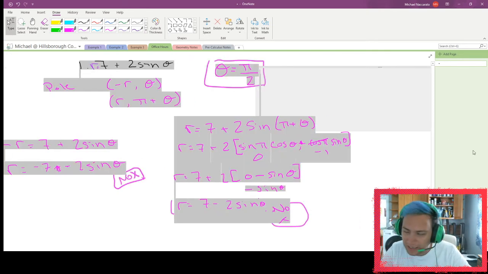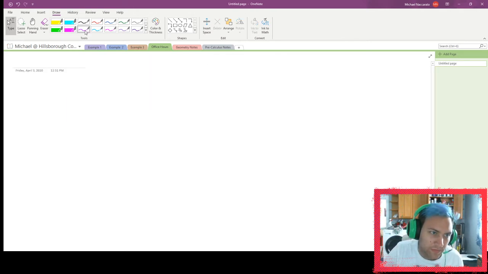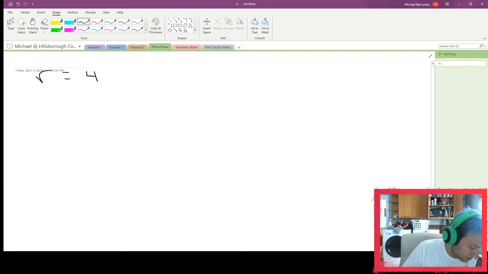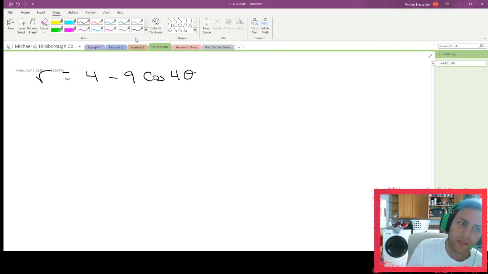So let's take a second example look. Another one that I think is worth looking at is something similar to number 2. So number 2, I think I wrote this down. I said let's try looking at r equals 4 minus 9 cosine of 4 theta. It's kind of a bigger one. That's a little bit more intimidating, right? But we're just going to work through it like we would normally.